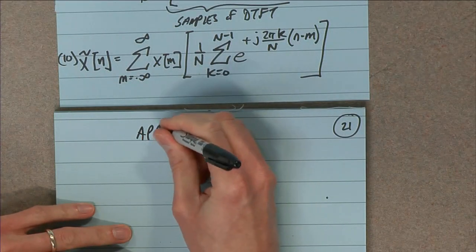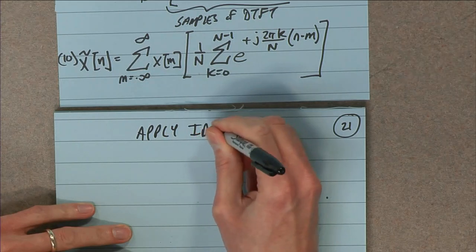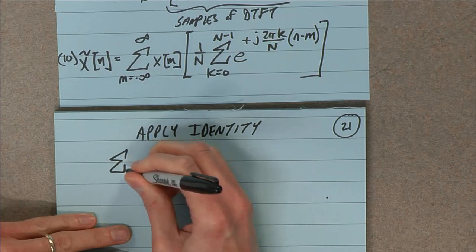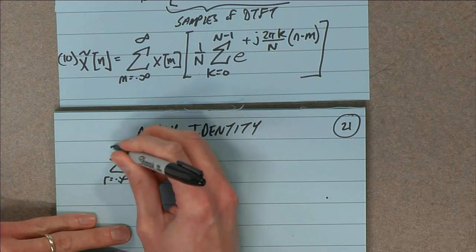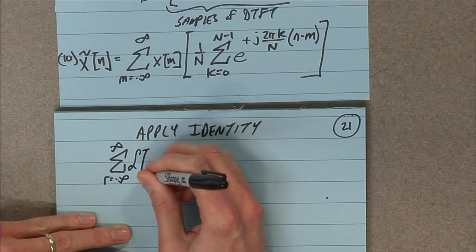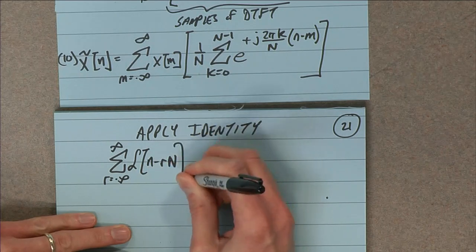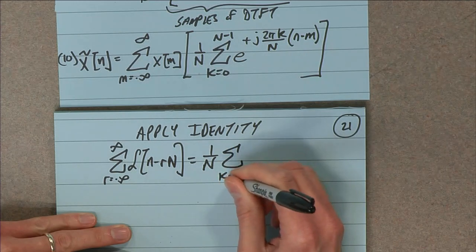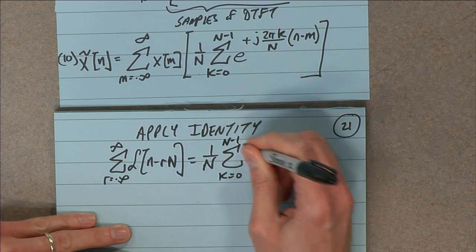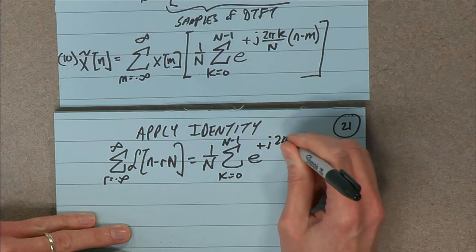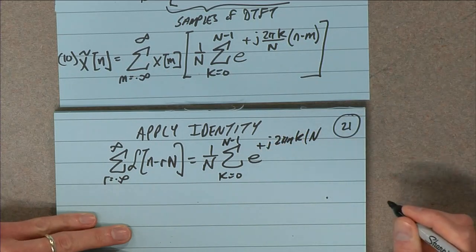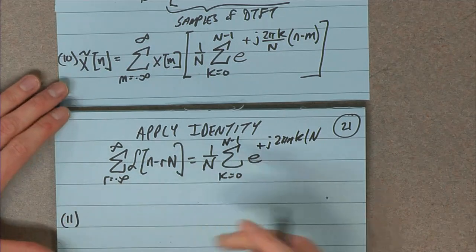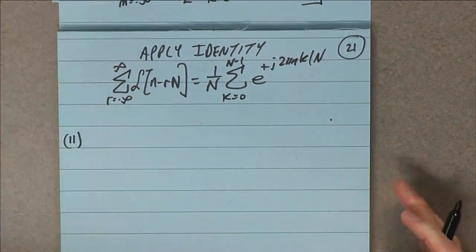So I'm going to say apply identity, because where we're headed with this is it's going to make this whole thing look like a convolution. So that was what n minus r n was equal to the sum, k equals 0 to n minus 1, all over cap N. So we're going to apply that identity and simplify this just a bit.